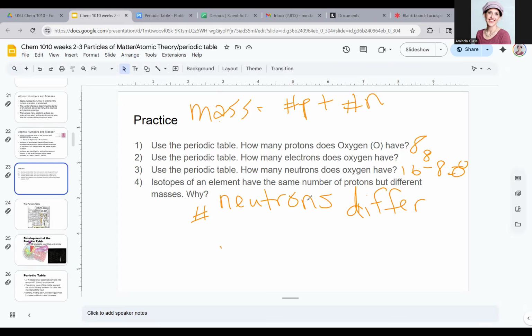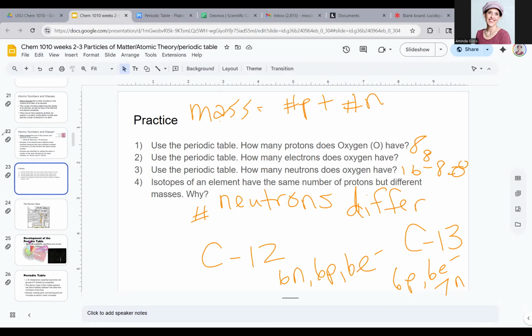For example, you have carbon 12, which has 6 neutrons, 6 protons, and 6 electrons. And you have carbon 13, which has 6 protons, 6 electrons, but 7 neutrons. So same element, but it's a different isotope because it has 1 extra neutron. Let's come back to this.